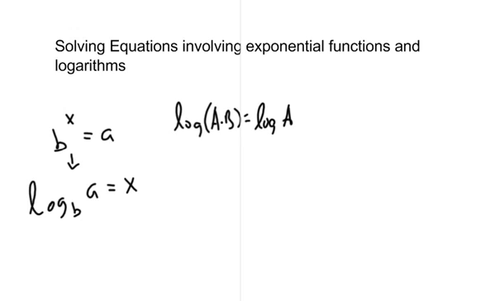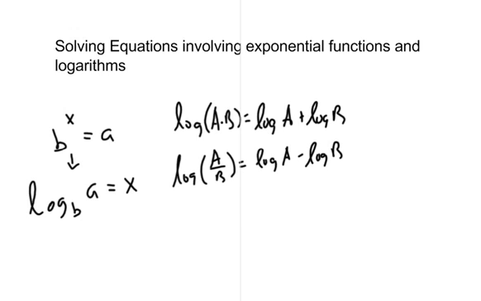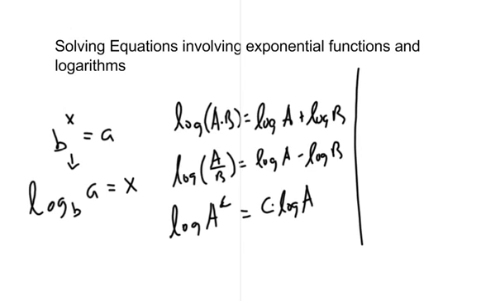We're also going to be utilizing the properties of logarithms, specifically the product property: log of a times b is equal to log a plus log b. Log of a over b is equal to log a minus log b, and log of a to the c is equal to c times log a.